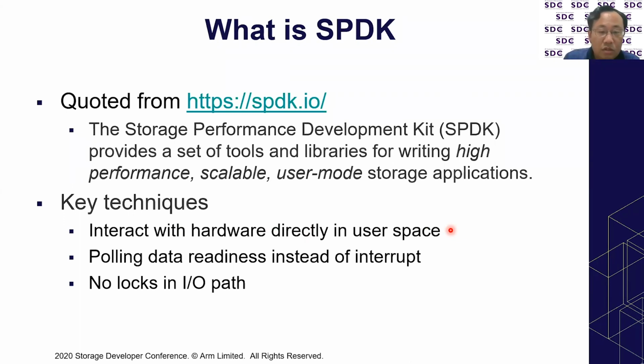And there are no locks in IO paths. What it means is that because there are currently multi-core CPUs, locks actually prevent the application's scalability. With no locks, each IO path is independent. It accesses its dedicated hardware queues, so it becomes very efficient.